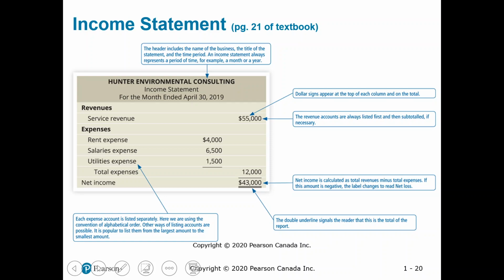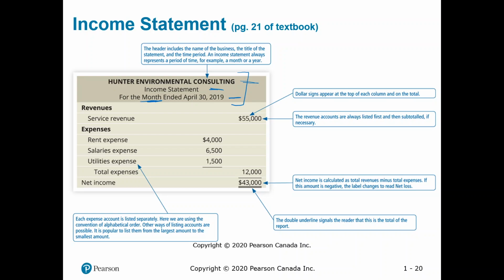This slide shows an example of an income statement from the textbook. So all of the financial statements we look at will start with these 3 items in the header. So you'll always start with the name of the business. You'll name the statement that you're creating. In this case, we are creating the income statement, and then it'll state the date. So for the month ended April 30th, 2019. So that's telling us that the period of time is 1 month that ended on April 30th.